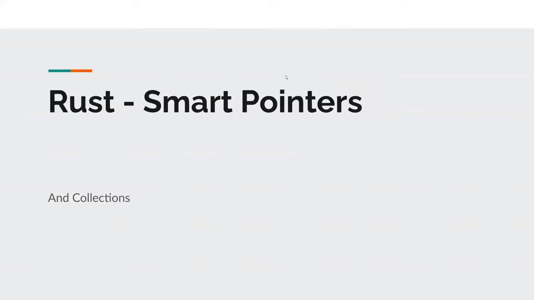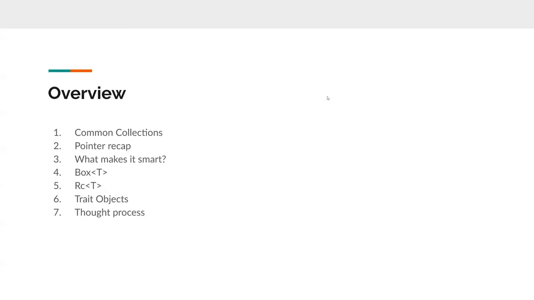Let's get started. So today is my final lecture with you guys. And we are doing collections and smart pointers as opposed to smart pointers and collections. First, we will start to have a look at the common collections that you have access to in Rust, the most important ones that you're going to need. A recap on pointers from C and then in Rust. The concept of smart pointer and what makes it smart. We will look at two smart pointer types, Box and Rc.